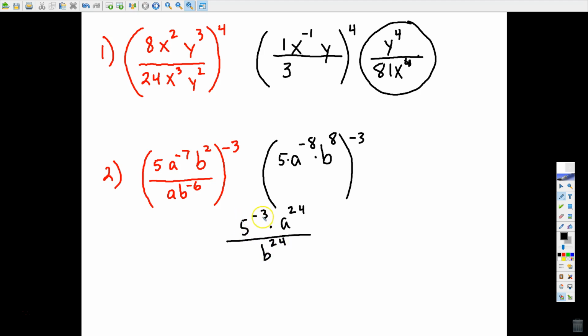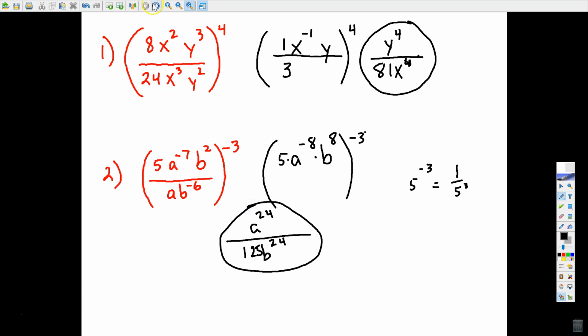And now I need to change this 5 to the negative 3 power. Well, remember what negative exponents do. We write the reciprocal of the base, and then we change the exponent to positive. So 5 to the negative 3 is really 1 over 5 to the positive 3, which is 1 over 125. All right, so my final answer here, I'll just clean this up, is a to the 24th over 125b to the 24th.